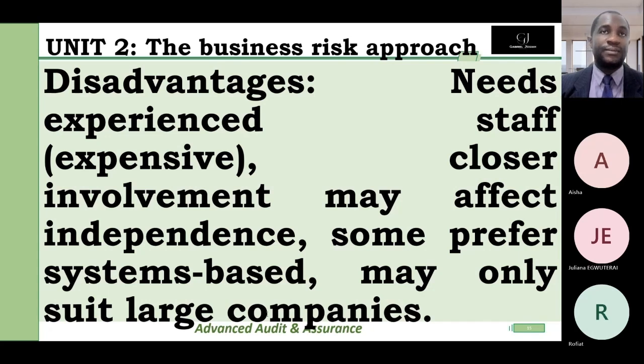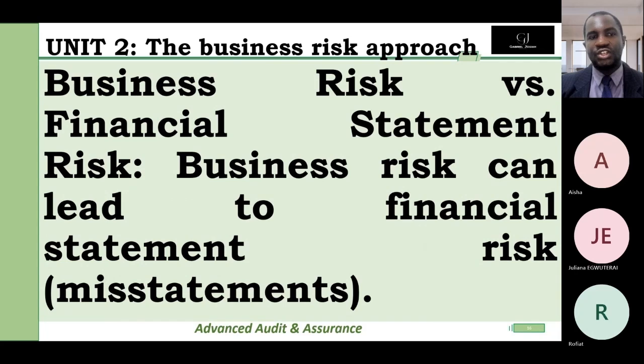Also, some audit firms may still prefer the traditional system-based approach, which may be outdated and may not holistically look at the business risk currently bedeviling the company. So it's important that firms align whatever approach they are using to the current reality of the business. It may be less effective, or less applicable, to small or medium-sized companies. That's what the disadvantages speak to.